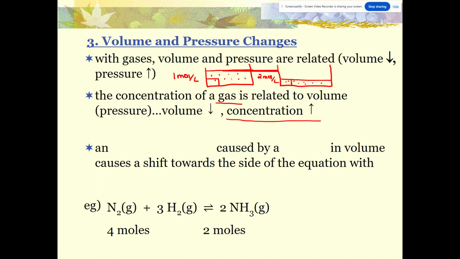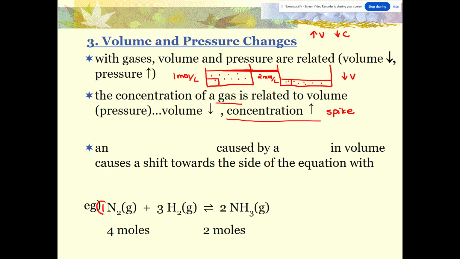Okay? So when you decrease the volume because you've increased the pressure, the concentration of everything initially is going to go through a spike up. If you were to increase the volume, everything is going to go through a spike down. Then will come the shift, only if there is an imbalance in the number of moles of gas on the reactant versus the product side.